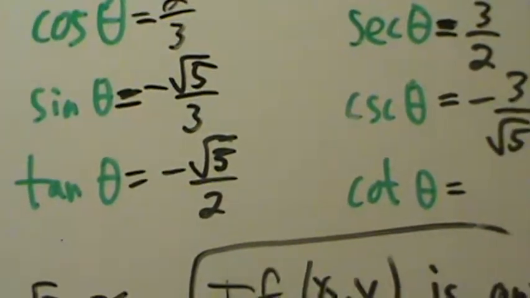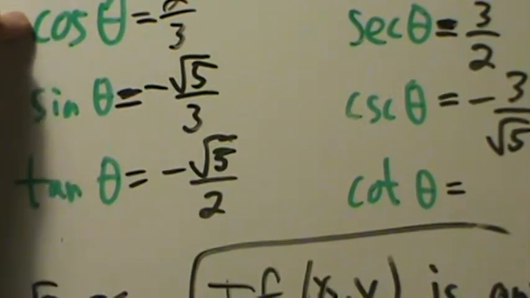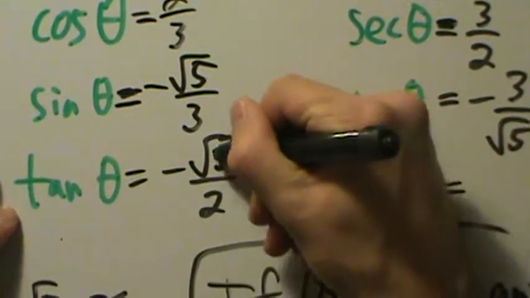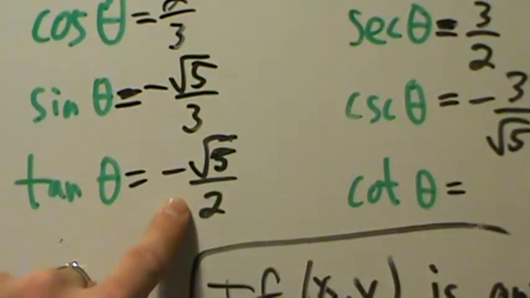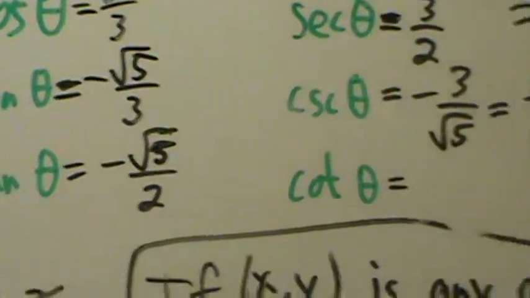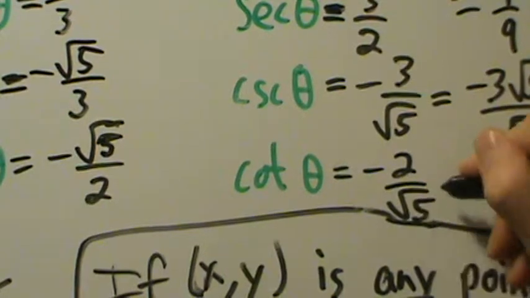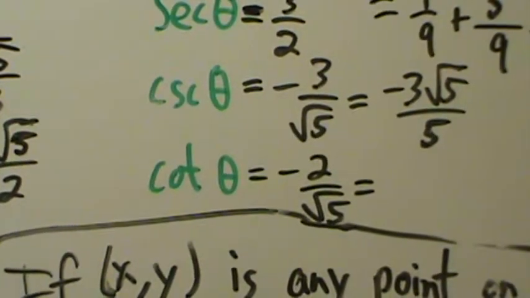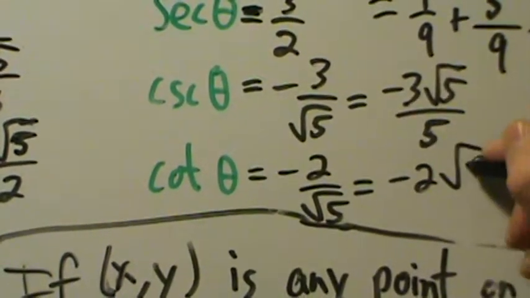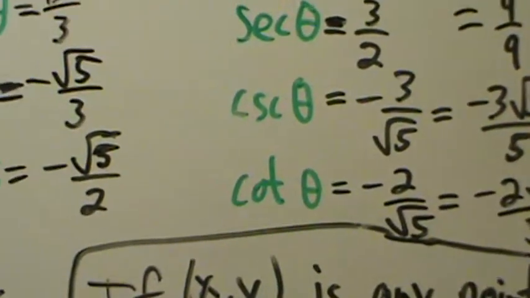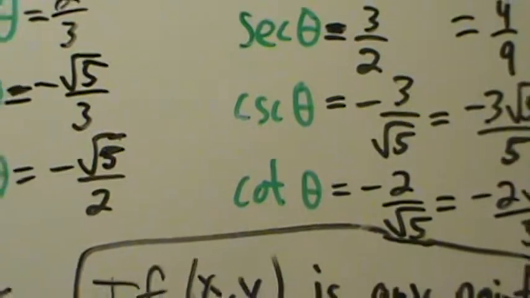Cotangent of theta. You can think of that as cosine of theta divided by sine of theta, or more simply, in this case, take the reciprocal of the tangent. So if the tangent of theta is negative square root of 5 over 2, then the cotangent would be the reciprocal of that, which would be negative 2 divided by the square root of 5. Or if you want to rationalize the denominator, or if you have to, it's negative 2 root of 5 over 5. So that's really pretty much it. It really is that simple.